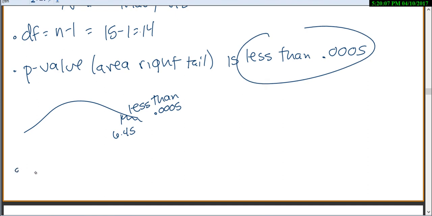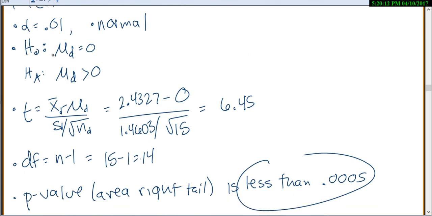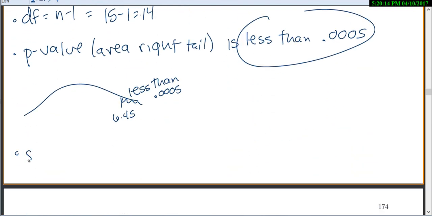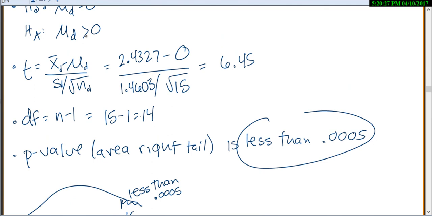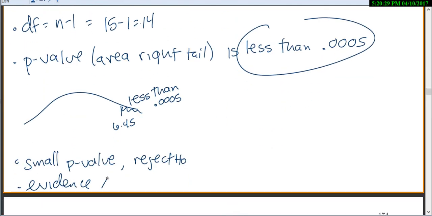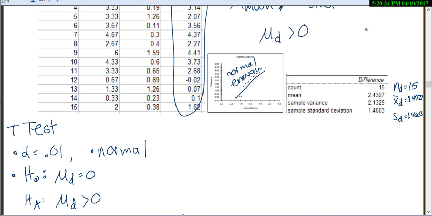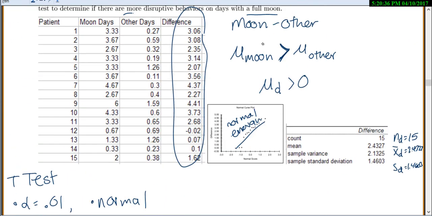So really, no matter what alpha is, that's a very small p-value, but it is smaller than our specific alpha of 0.01. So we'd say it's a small p-value. And we need to reject the null. And if you do that, then you have evidence for the alternative. Our alternative being that our mean of the differences is greater than 0. And then what did that mean for us? So if our mean of our differences was greater than 0, then that means that the mean for the moon is higher than the mean on other days.